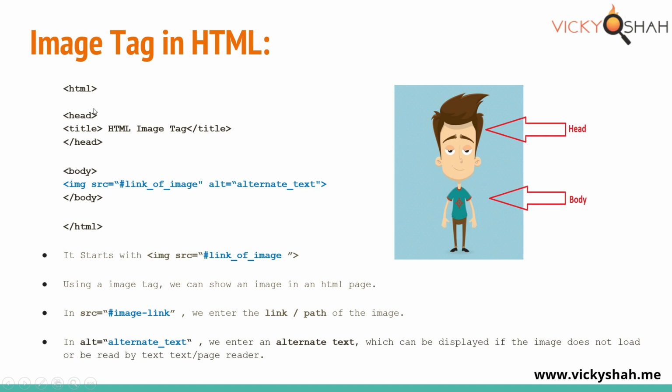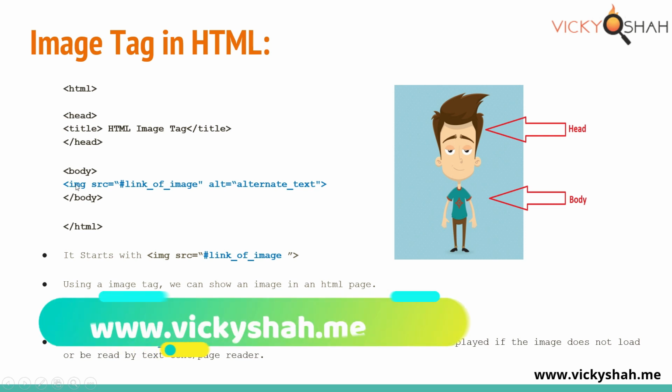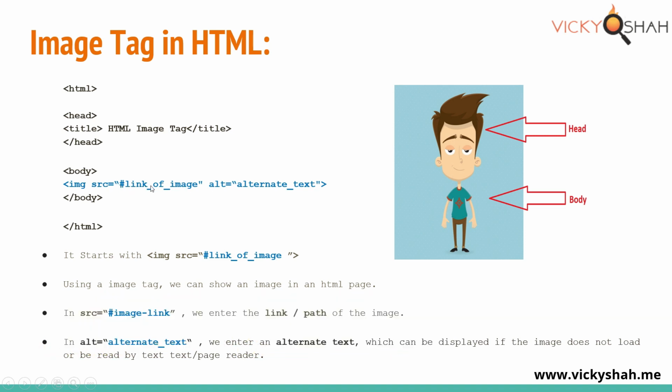So let's look at the code on the top here. The entire code is similar to the code that we've been writing till now. The only difference here is the image tag. As discussed, it starts with img in braces, and then we have src equal to, and within quotations we'll enter the path of the image or the actual link of the image, and then we can close it. This will only show the image on a web page.